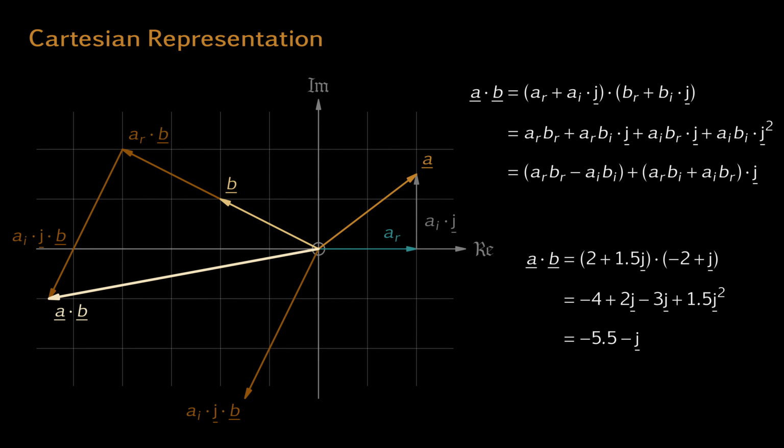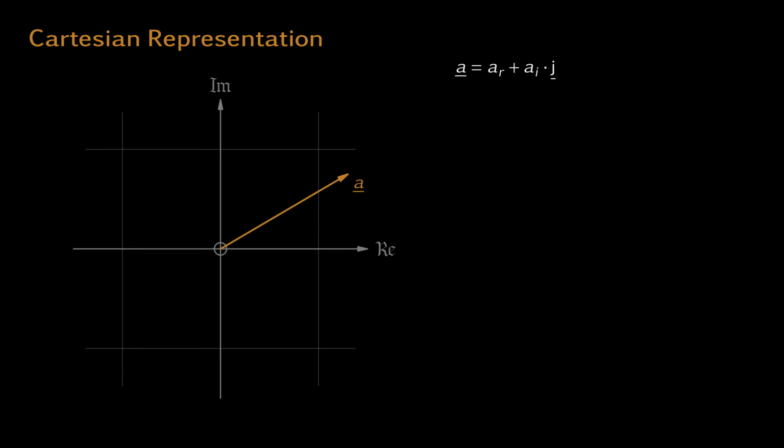To finish, what about the multiplicative inverse or reciprocal of a complex number a? We've already seen that the reciprocal lies in the direction of a reflected on the real axis. If we reflect a on the real axis, we get the so-called complex conjugate of a, written as a star. All we have to do is change the sign of the imaginary part of a. Therefore, the length of a star is the same as the length of a. Now, our reciprocal must lie somewhere in the direction of a star.